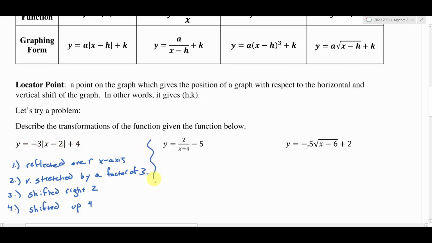Now I'm going to come over here and do the same thing with this one, and I recognize right away this is a rational function. I can tell because of the fraction bar here. I'm going to locate my a value, which is the top number of the fraction here. So I see a 2. There's no negative in front of it, so there's no reflection like there was in the first one, but the 2 does tell me it has been vertically stretched because it should normally be a 1. If it's a number bigger than 1, it's been vertically stretched. So this has been vertically stretched by a factor of 2.